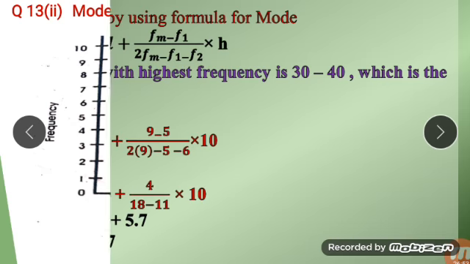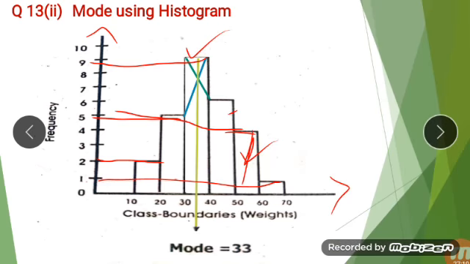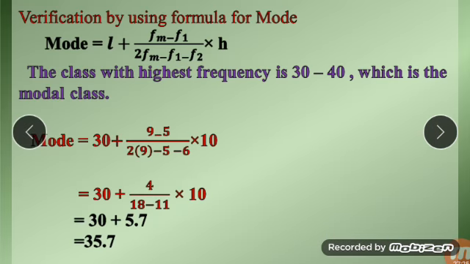So we can put this in the formula. 30 plus (9 minus 5) over (2 multiplied by 9 minus 5 minus 6). After calculation, 30 written as it is, 4 over (18 minus 11), since 9 twos are 18 and minus 5 minus 6 results in minus 11. After calculation, we will get 5.7, and 35.7 is the mode according to the formula. There is a little difference, but it's not much difference. So this is basically the mode with the help of the formula and with the help of graphs.